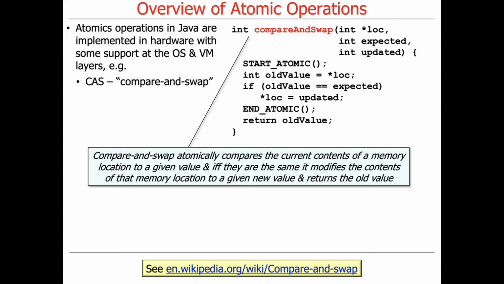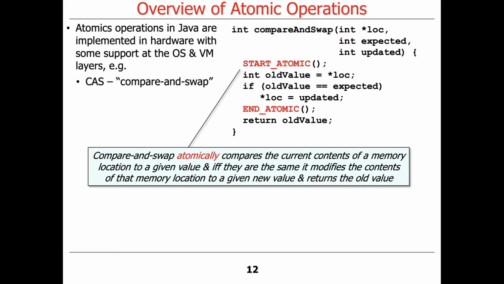The most fundamental operation that's commonly used these days at the hardware level is called compare and swap. What this does is it compares and swaps atomically by comparing the current contents of a memory location, which is this pointer, and it checks to see if the value at that location equals the expected value. If it does, then it modifies the contents of that memory location to the given new value and returns the old value. So that's the way things work.